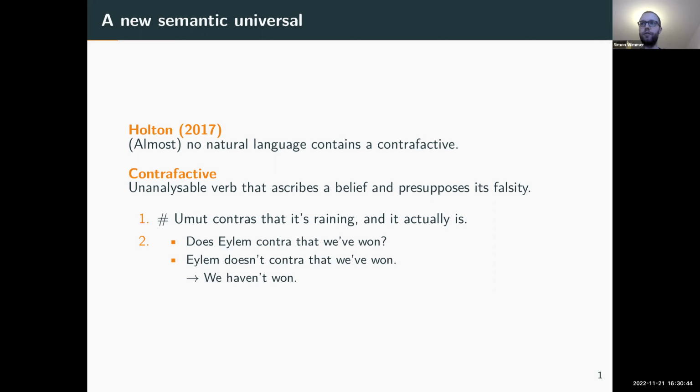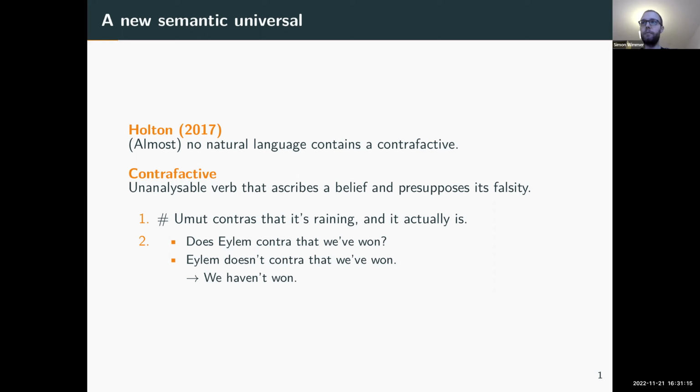he calls contrafactive verbs. And contrafactive verbs are meant to be the mirror image of factive verbs, insofar as they're unanalyzable verbs that ascribe a belief, but unlike a factive verb, presuppose the falsity of that belief. So a factive verb presupposes the truth of the belief, whereas a contrafactive presupposes the falsity. So no would be a factive, whereas here on the slide you see contra, which is an extension of English, which would be a contrafactive.